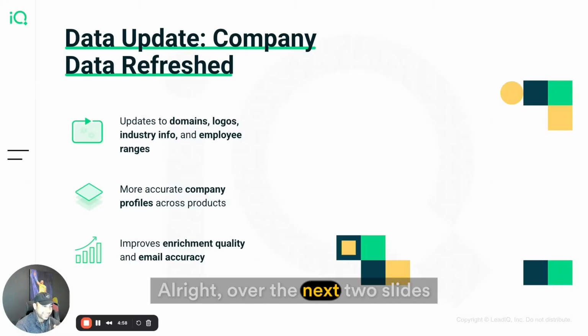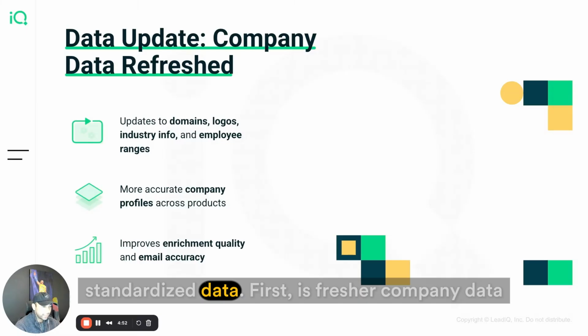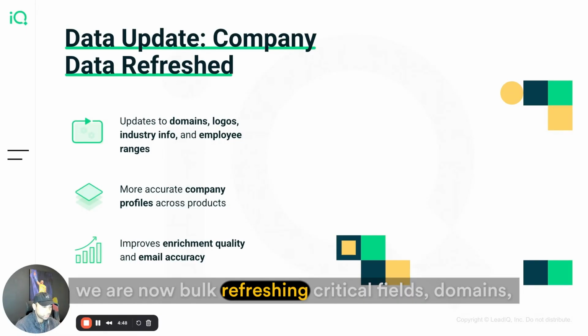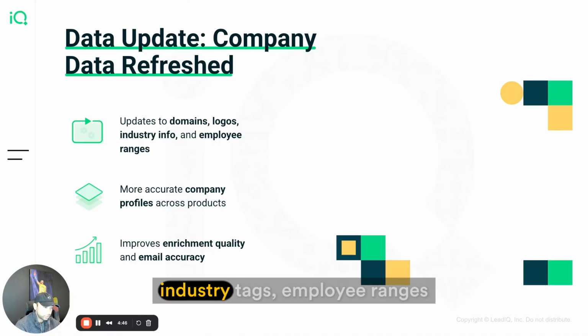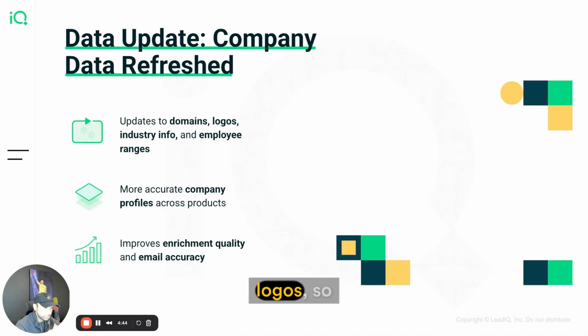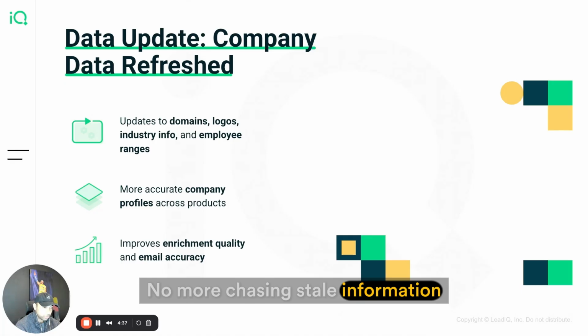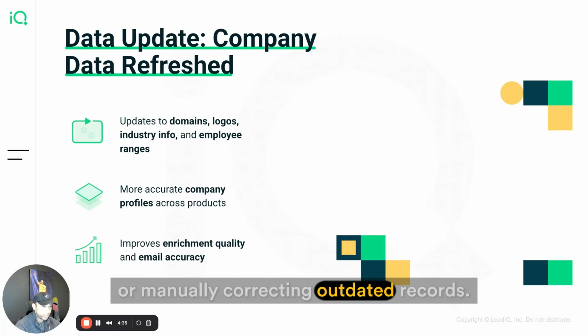All right, over the next 2 slides, we're going to talk about 2 key API upgrades that deliver rock solid standardized data. First is fresher company data. So every month we are now bulk refreshing critical fields: domains, industry tags, employee ranges, logos, so your exports and dashboards always reflect the latest reality. No more chasing stale information or manually correcting outdated records.